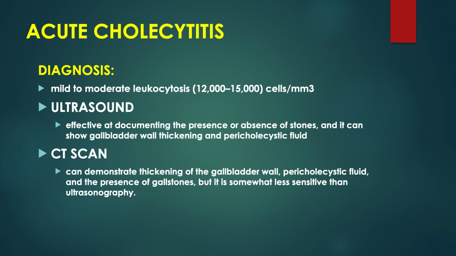Ultrasonography is considered the most useful initial radiologic test for diagnosing acute cholecystitis, with a sensitivity and specificity of 70 to 90%. Ultrasound is effective at documenting the presence or absence of stones, and it can show gallbladder wall thickening and pericholecystic fluid, both of which are highly suggestive of acute cholecystitis. CT scan can also demonstrate thickening of the gallbladder wall, pericholecystic fluid, and the presence of gallstones, but it is somewhat less sensitive than ultrasonography.